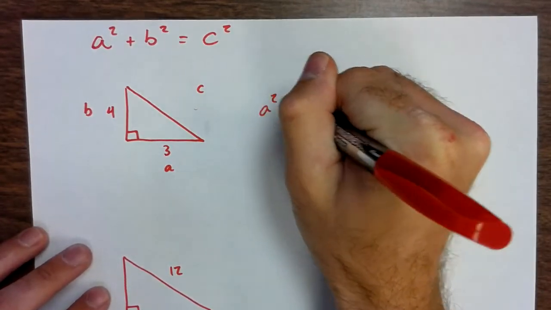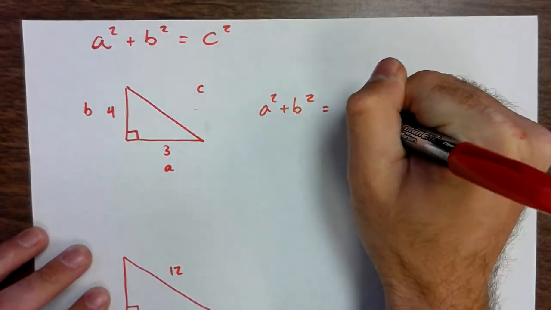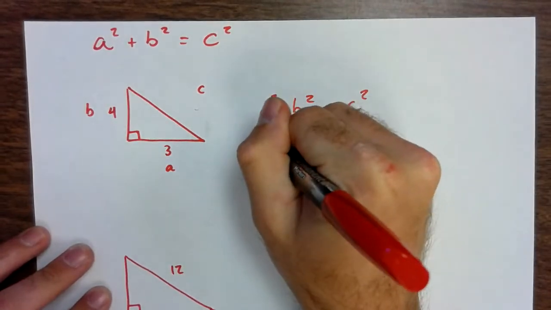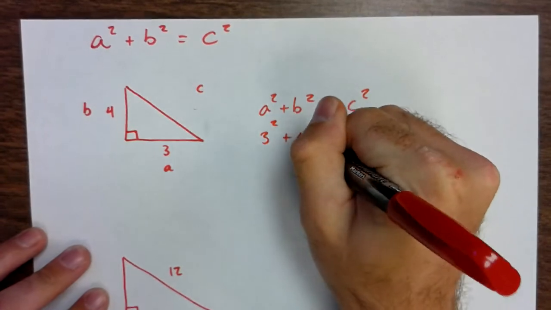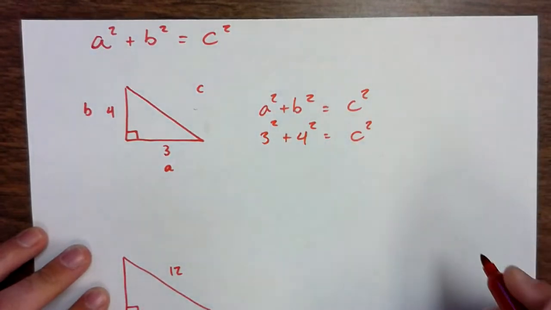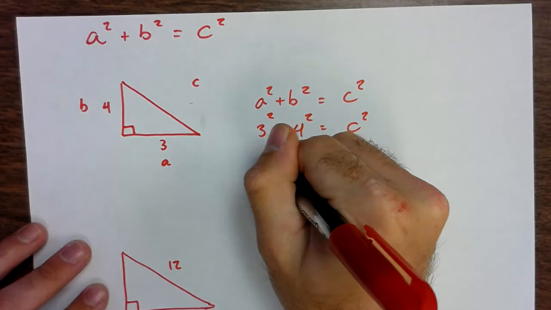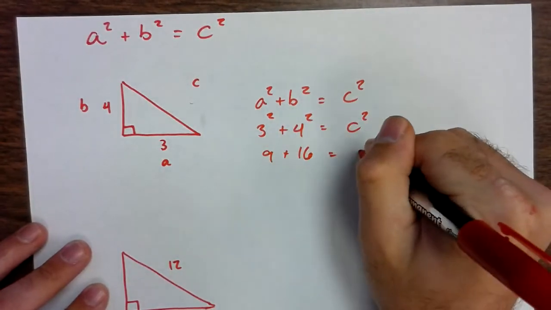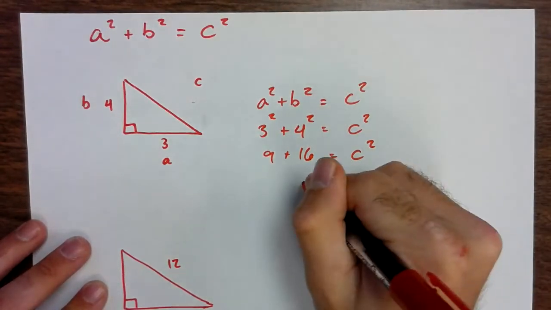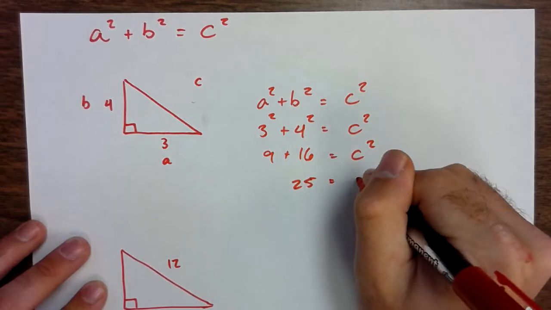So I have A squared plus B squared equals C squared. A is 3, so we've got 3 squared plus 4 squared equals C squared. Let's do a little algebra. 3 squared is 9 plus 16 equals C squared. 9 and 16 is 25, so this is 25 equals C squared.